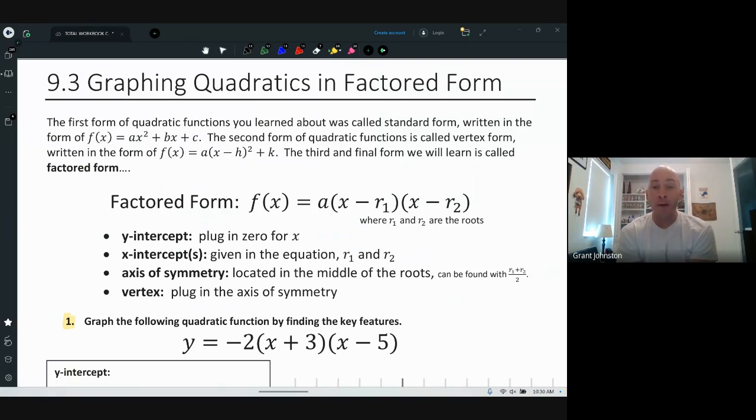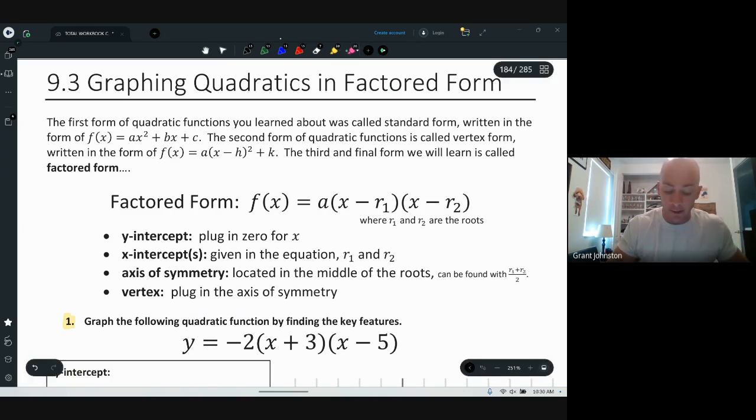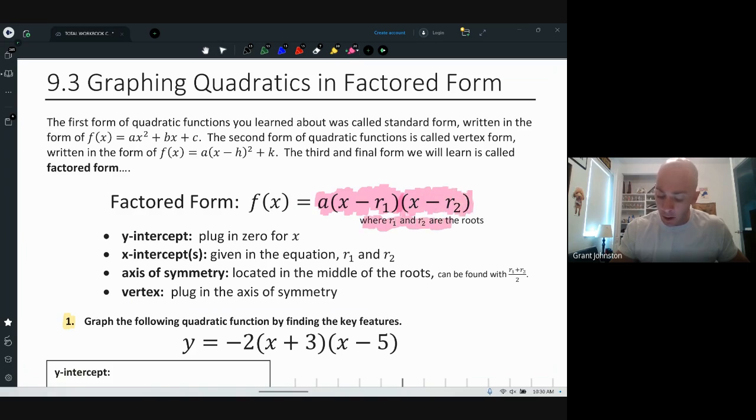And the third and final form we will learn is called factored form. Okay, so this is factored form. It's written as a parentheses x minus r sub 1 times parentheses x minus r sub 2, where r1 and r2 are the roots, right? And roots is just a synonym for x-intercepts, okay?